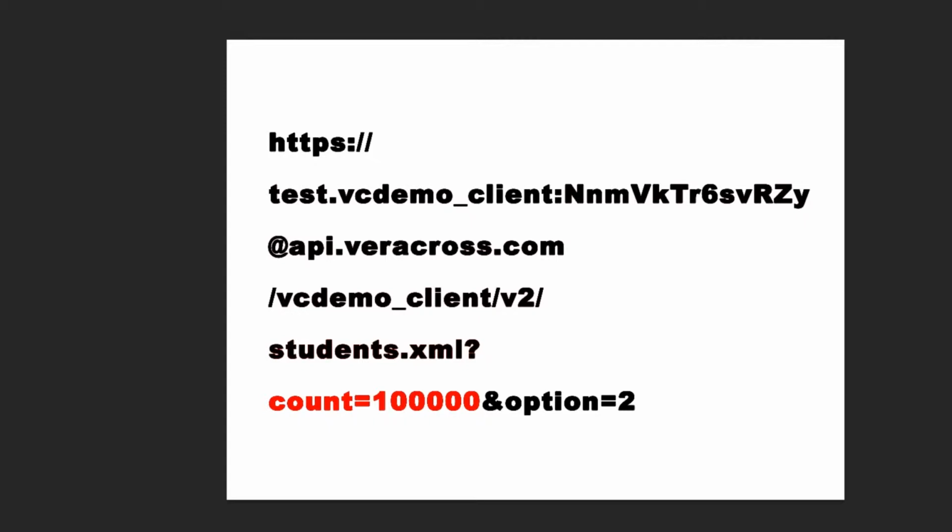The option 2 parameter means that I only pull in active students. Program students and future students are filtered out. There are different options for filters depending on the stream that you're querying. You can review these in the Veracross API documentation, which is very comprehensive.